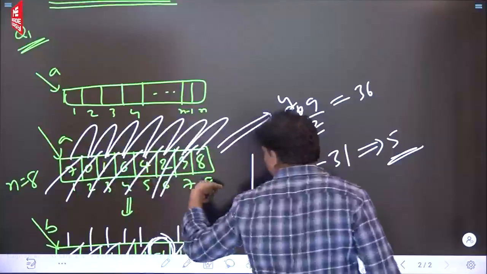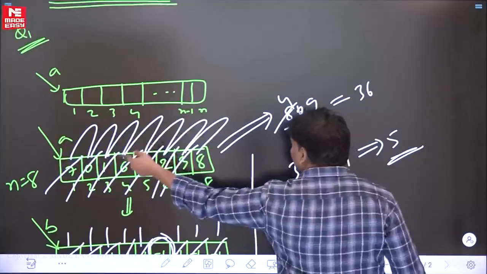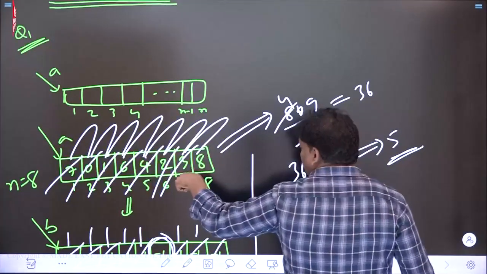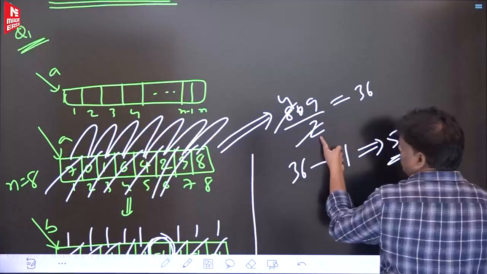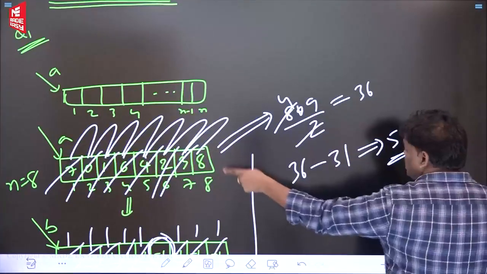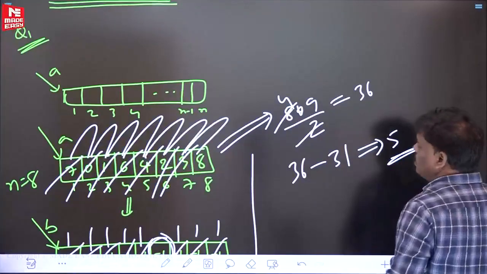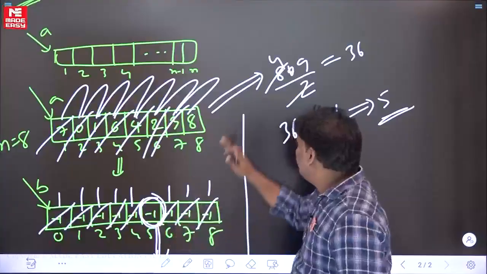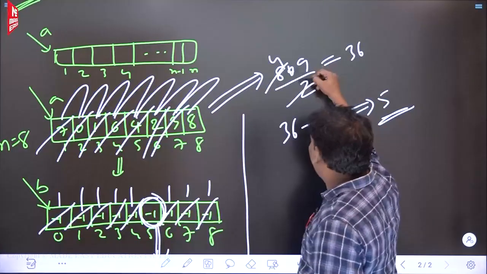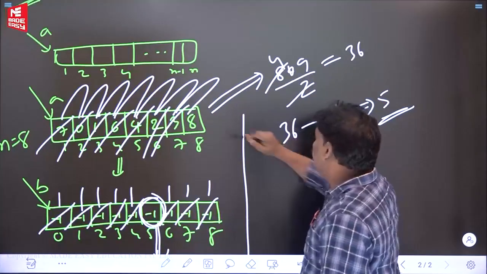Totally 8 numbers are there, and the range is 0 to 8. So some people are saying that, sir, totally only 8 numbers are there, that is the reason for the sum of 8 natural numbers. From that, you subtract the total sum and you will get the missing number. This is the second algorithm. One algorithm is like this, one more algorithm is like this: find the sum of n natural numbers minus the total sum.